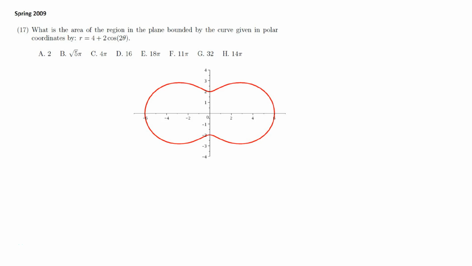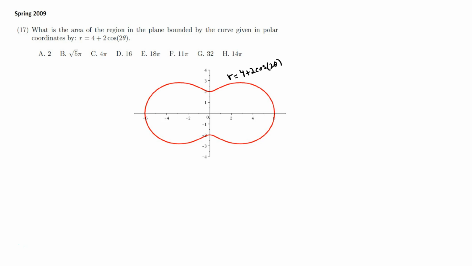In this question, we're asked to calculate the area of a region enclosed by a polar curve. The polar curve is not one of the standard ones, and so the graph is given to you. The name of the polar curve is r equals 4 plus twice the cosine of twice theta.